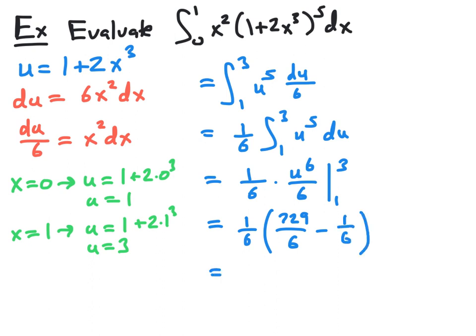And so here, this becomes 1/6 times 728 over 6. And this simplifies to 182 over 9 when the fractional arithmetic is computed and the fraction is reduced to lowest terms. So our integral 0 to 1 of x squared times the quantity 1 plus 2x cubed to the fifth dx is 182 divided by 9.